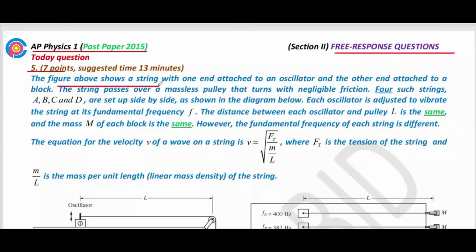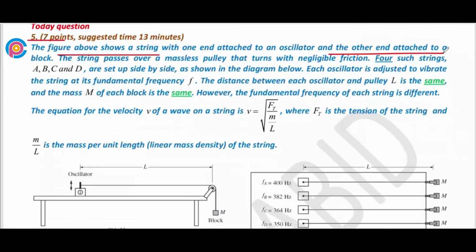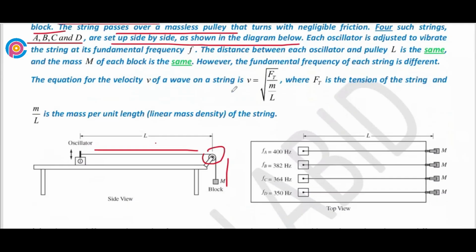In the question, the figure shows a string with one end attached to an oscillator and the other end attached to a block, as shown in this figure. The string passes over a massless pulley. There is negligible friction between each of the four strings A, B, C, D, side by side, as shown in the diagram below. According to this, there are forces set up side by side.